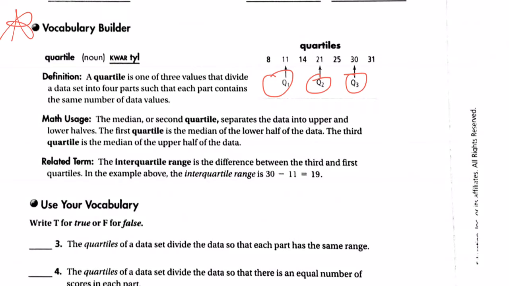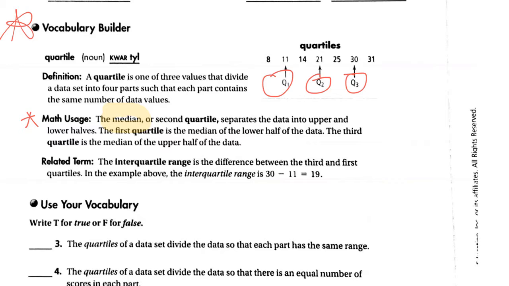If we look down here at math usage, quarter 2, or the second quartile, is also known as the median. So the median, that middle number in a data set that you have probably learned before in middle school, is the second quartile. That separates the data into an upper and lower half.